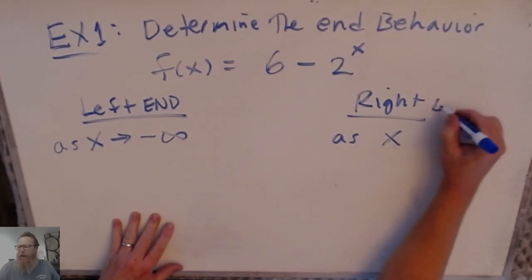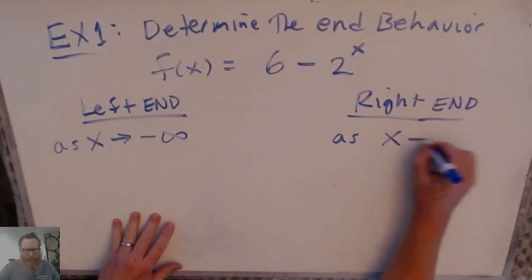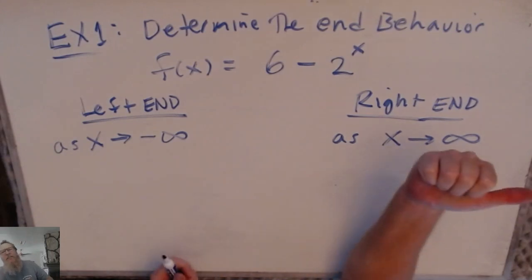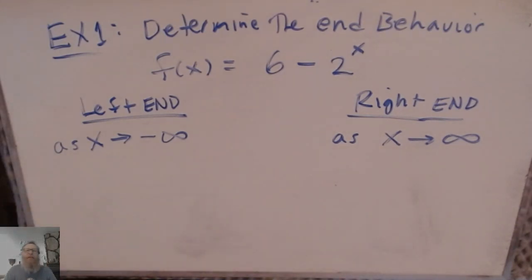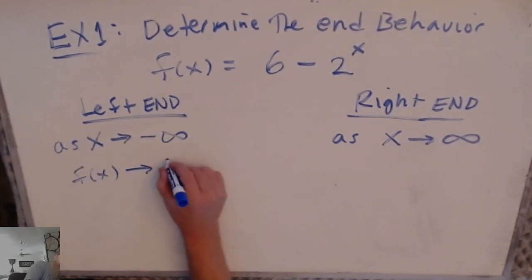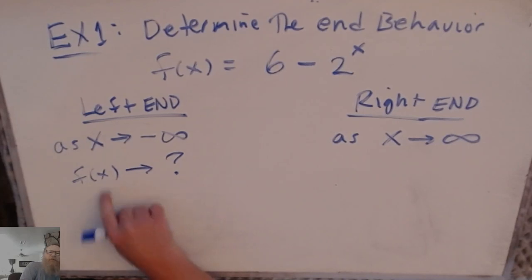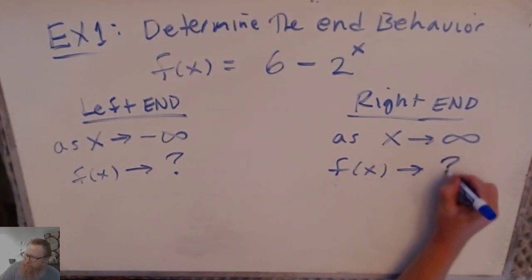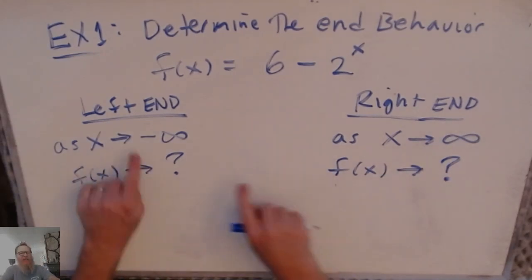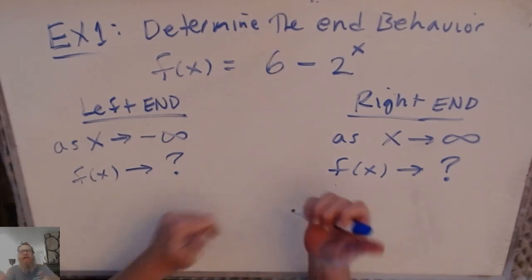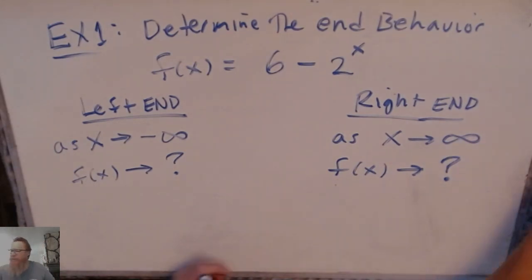And then you have the right end where x goes to positive infinity. It's kind of like going east versus going west. So you want to answer the question, what happens to the value of f as x gets really far towards negative infinity or as x gets really close to positive infinity?